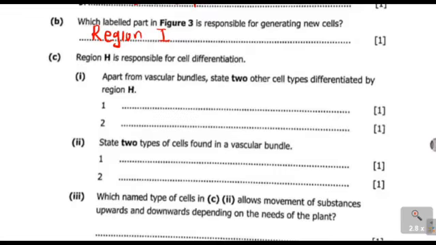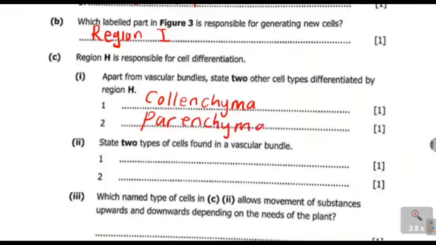Alright, so on question C, we have many cells. You can write chlorenchyma, you can also write parenchyma. So these are the cells that are differentiated by region H. Then you can also write sclerenchyma, cambium, phloem, xylem. Okay, these are the answers. They just wanted 2, so these are the 2 cells that are differentiated by region H. There are more than 2.